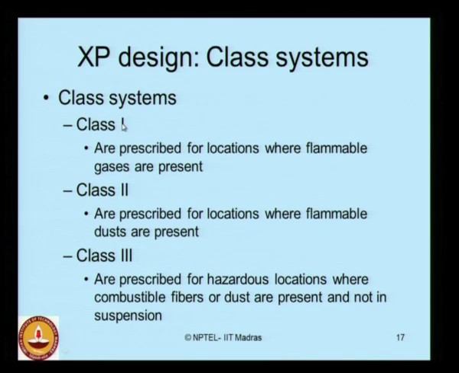Class 1 is applicable to or prescribed for locations where flammable gases are present. You generally advise a class 1 system of explosion proof design where flammable gases are present. Class 2 systems are generally prescribed for locations where flammable dusts are present. Class 3 is prescribed for hazardous locations where combustible fibers or dust are present and they are not in suspension, they are in a contained environment.